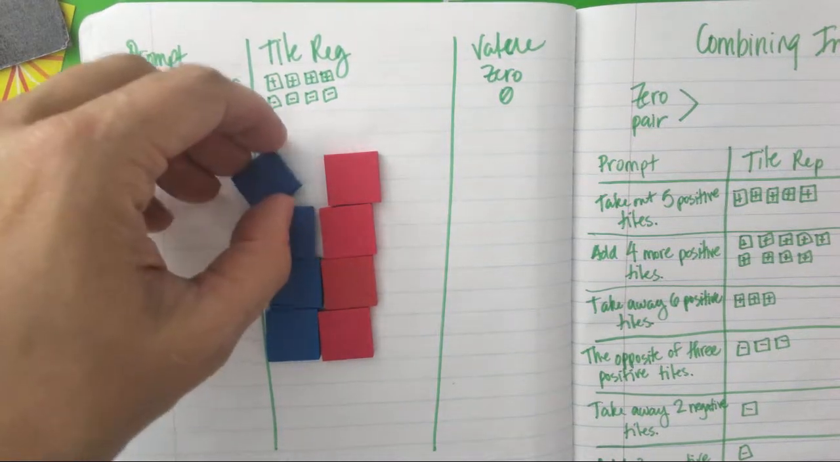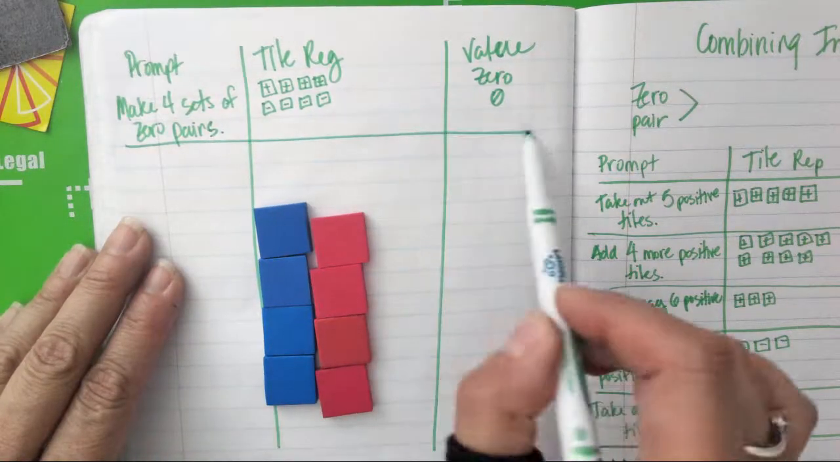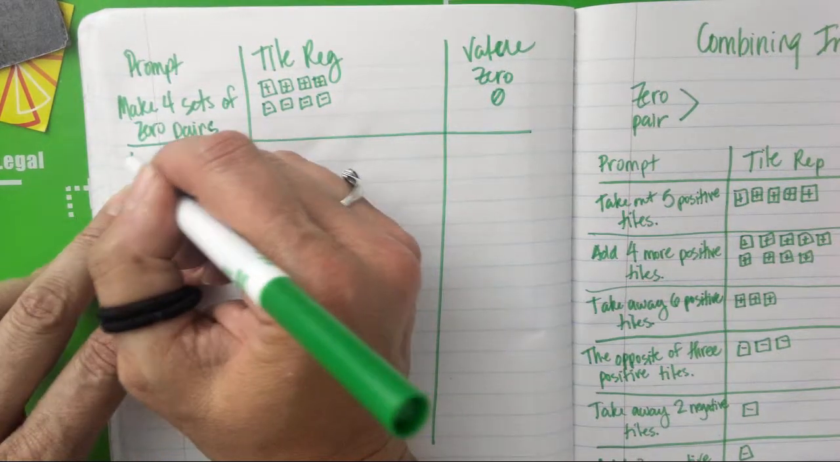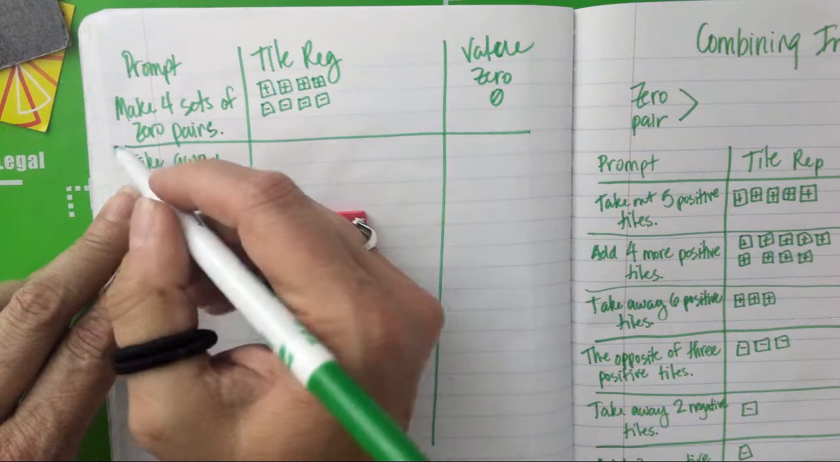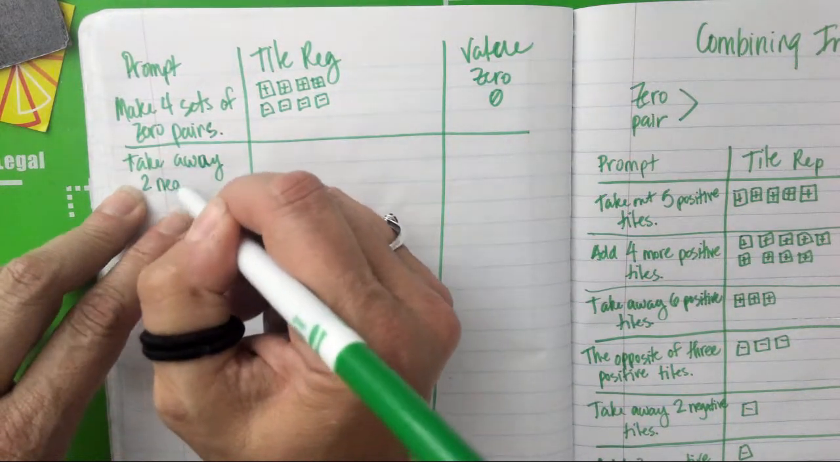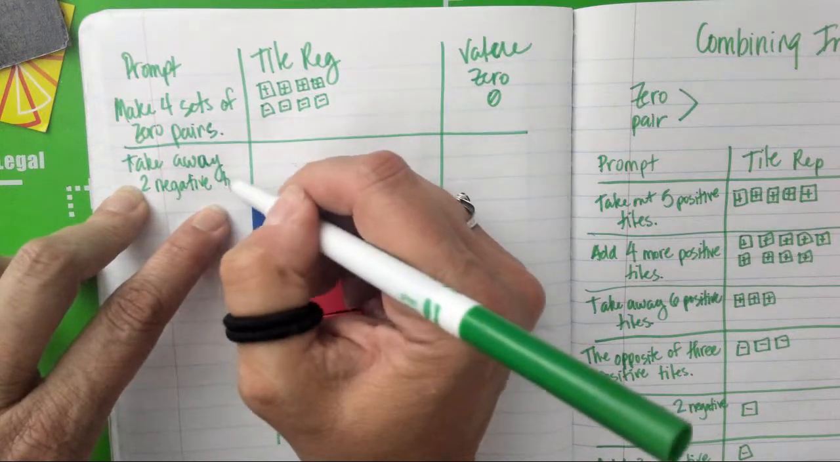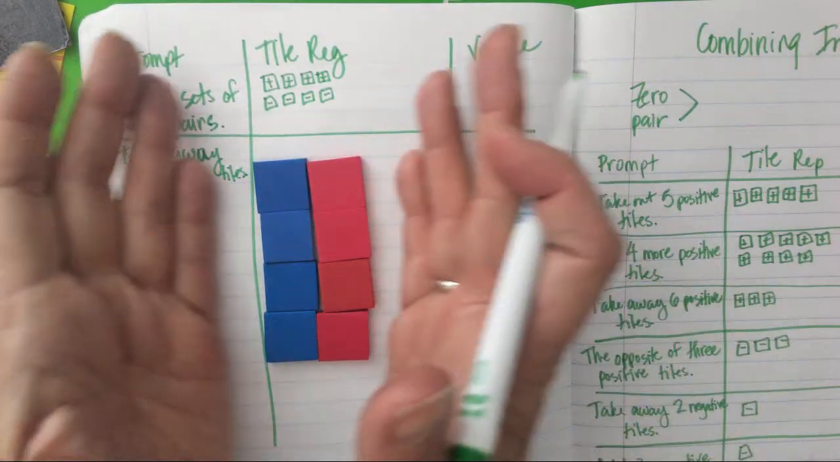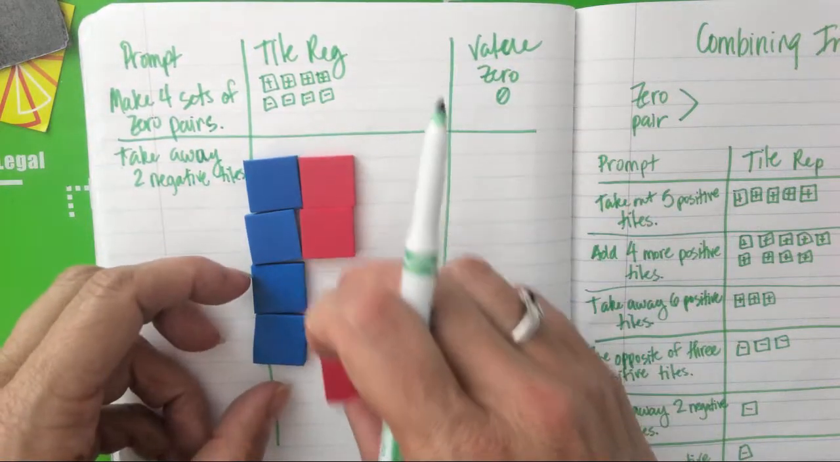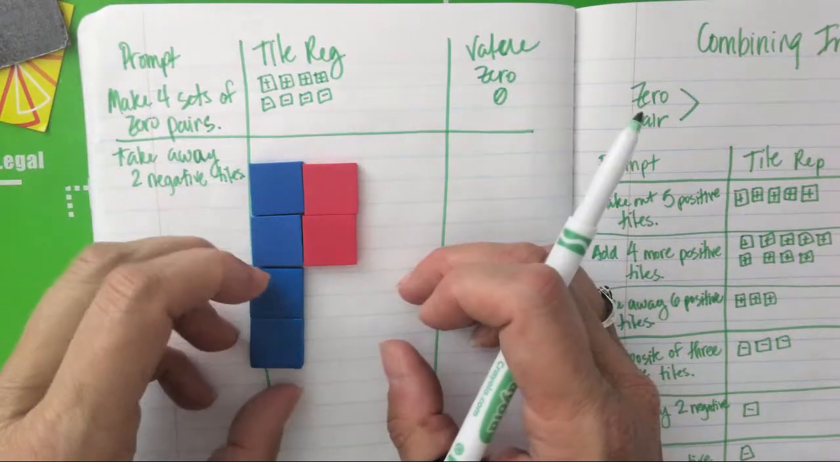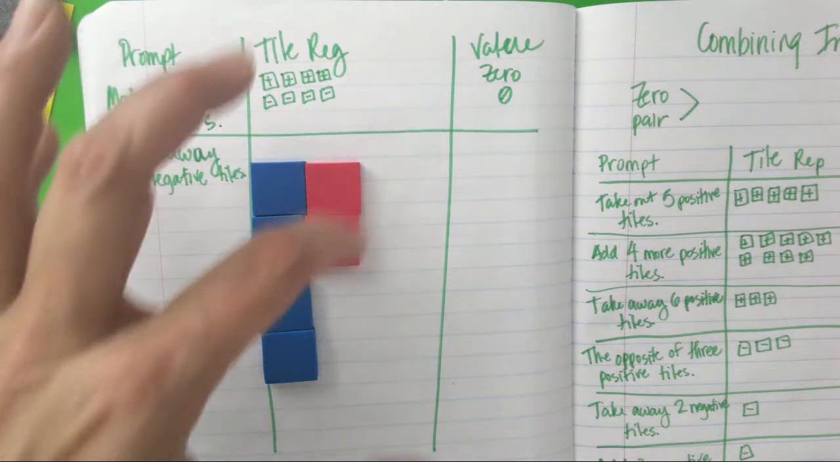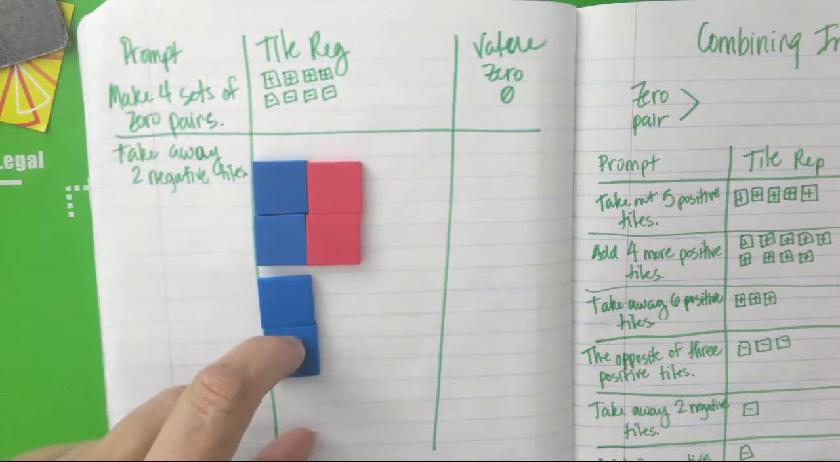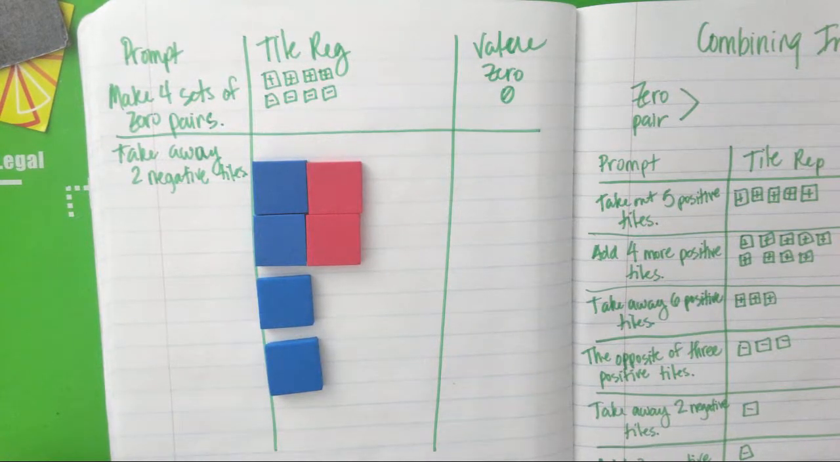So now, we still have these 4, right? Now what I want you to do is take away two negative tiles. So we still have those same 4 reds, 4 blues, and I want you to take away 2 of the negative ones. Alright? Now, do I still have some 0 pairs? You're right, I still do. So these both equal 0, right? Alright. But what do I have? I have 2 positive tiles.